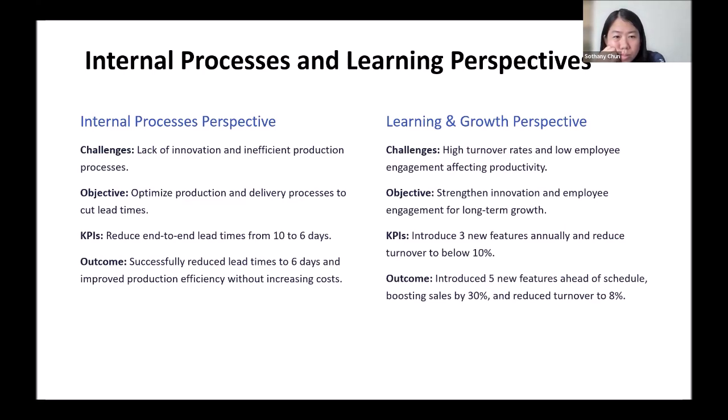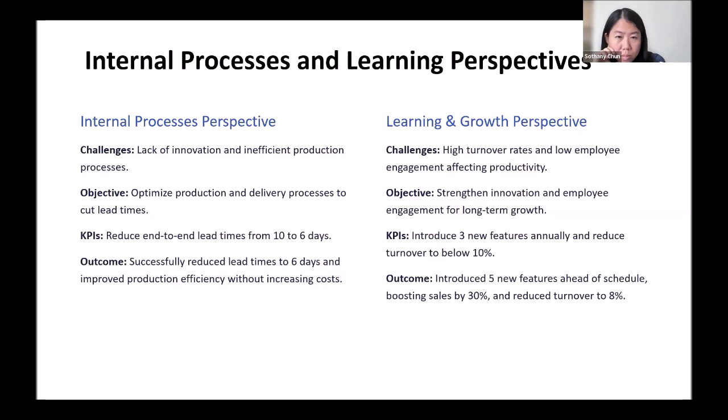And the learning or growth perspective: the company faces an employee issue. High turnover rate and low engagement were affecting productivity. And their objective is to strengthen innovation and employee engagement to ensure long-term growth and competitiveness. And their KPI is introducing new innovative features and new leads and reducing employee turnover to below 10%.